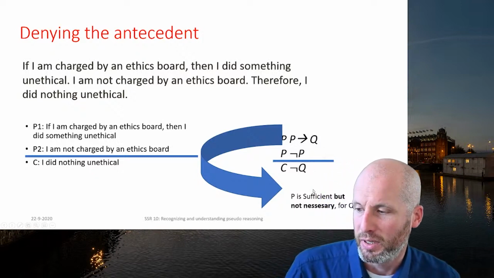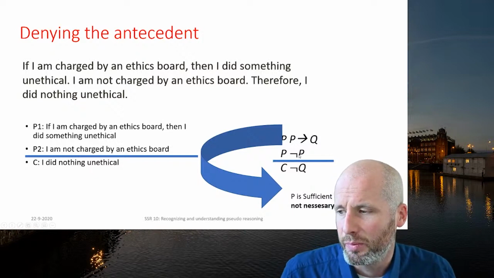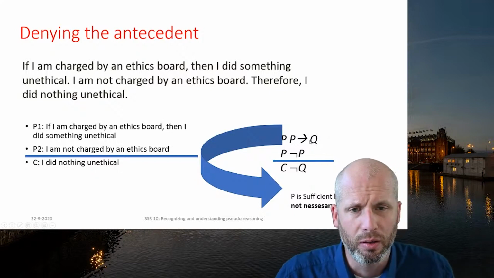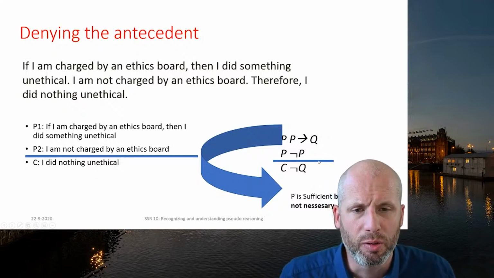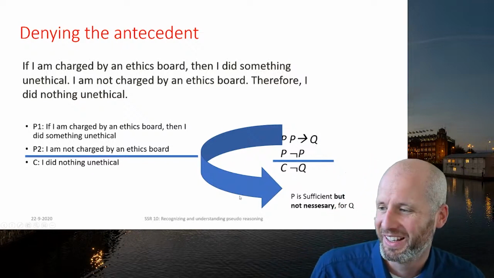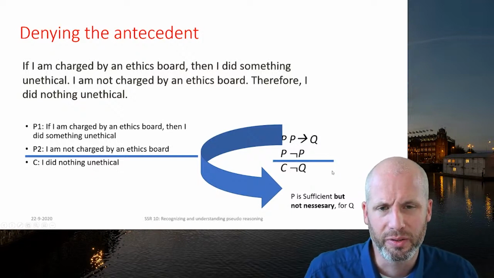As P is sufficient but not necessary, being not necessary literally means that without P, Q can still occur. So that's one way of thinking about why this argument is invalid: because P is not necessary for Q to be true. So even without P, Q can still be true.